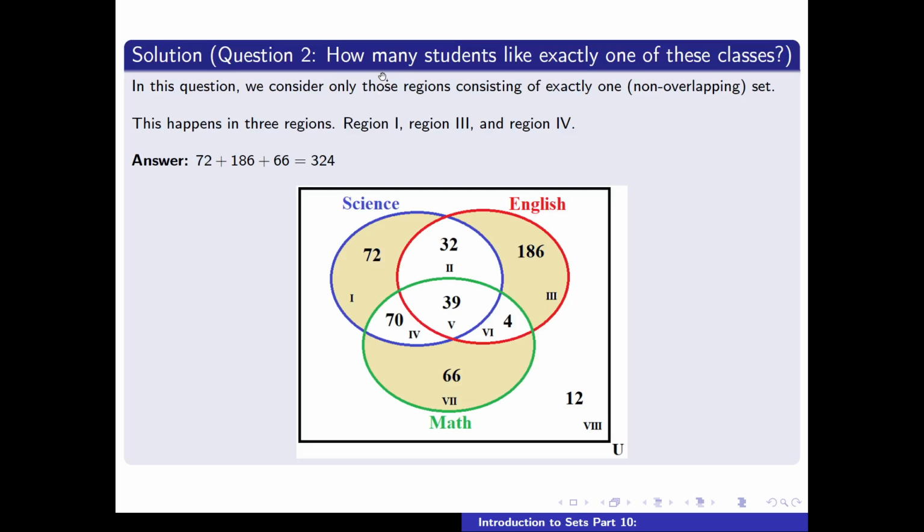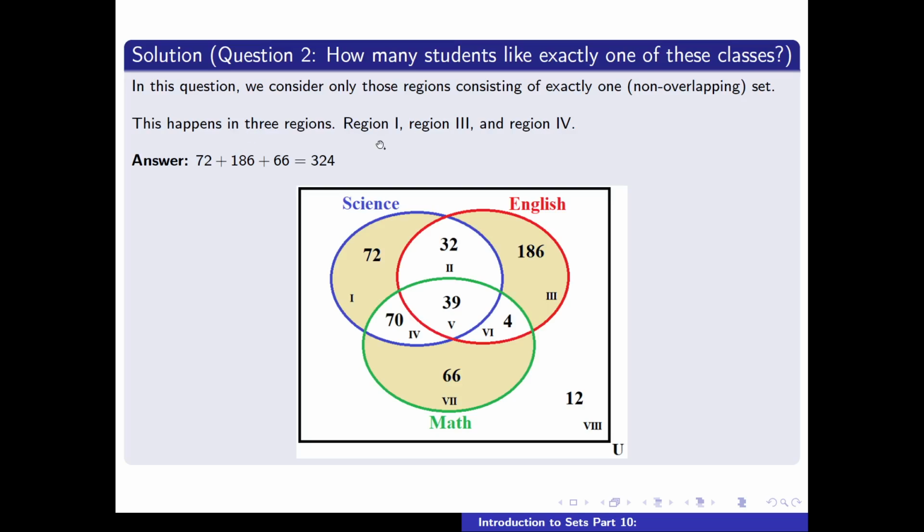Question 2, how many students like exactly one of these classes? Okay, so be careful with the wording here. We want exactly one. So there are no overlapping. So we consider only those regions consisting of exactly one set. So no overlapping, because otherwise that would be an intersection of sets. So we want exactly one.